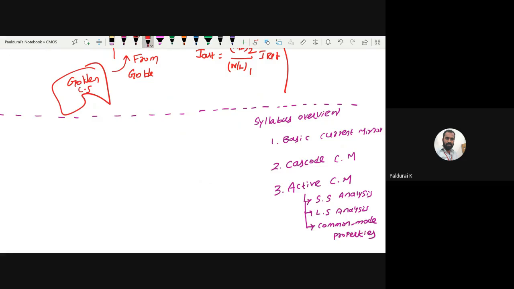So this one I decided to complete in 1 hour, but now I've taken 1.5 hours. The cascode is 1 hour. The active current mirror is about 2 to 3 hours. So totally I planned some 5 hours. So this is the syllabus overview.